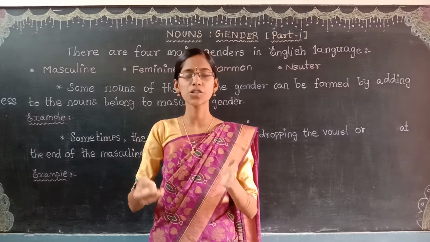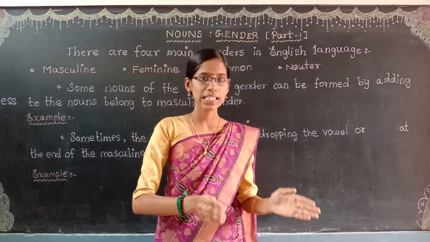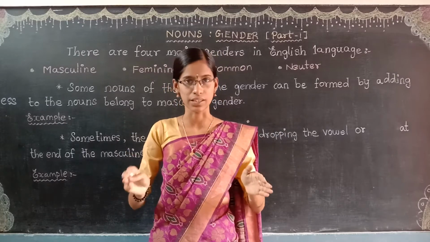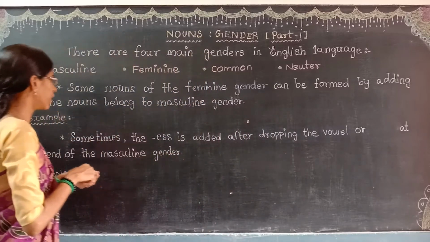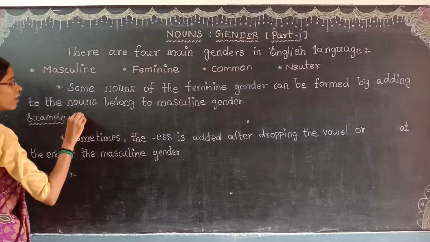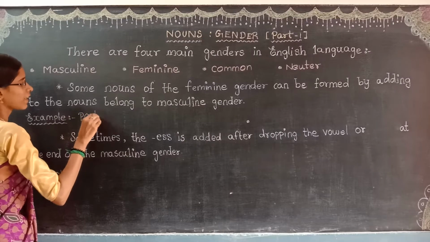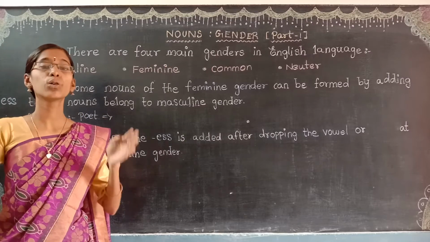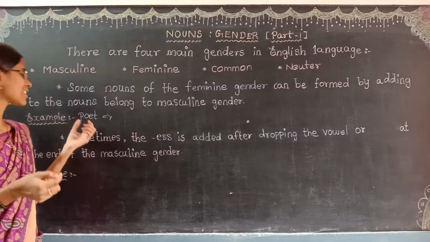For certain words you can change from masculine gender to feminine gender. We can take poet. Okay, so poet is a masculine gender. You know who is a poet? One who writes poems is known as a poet.